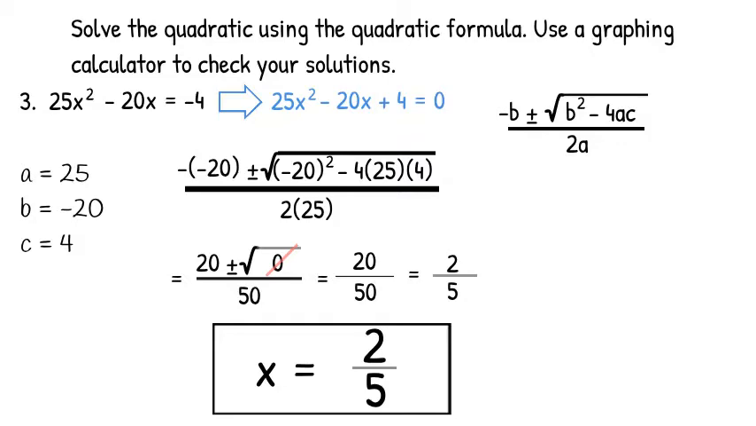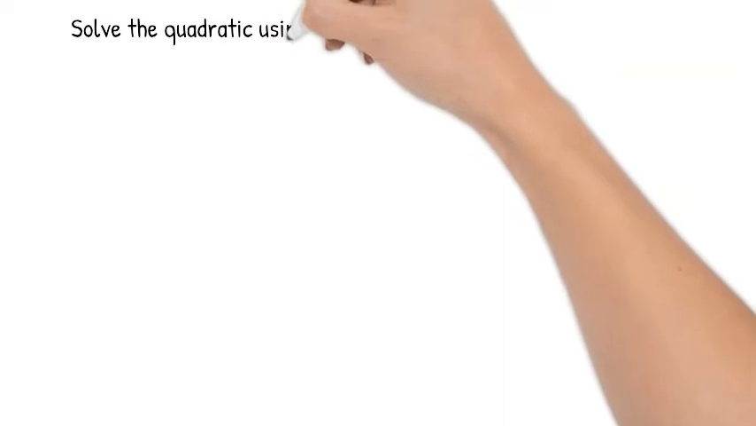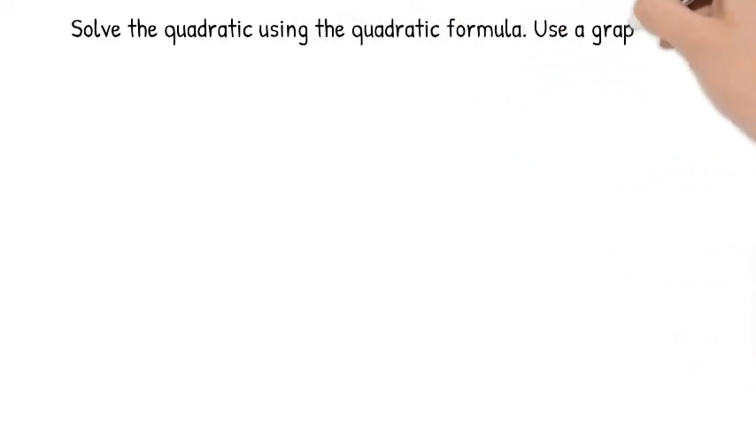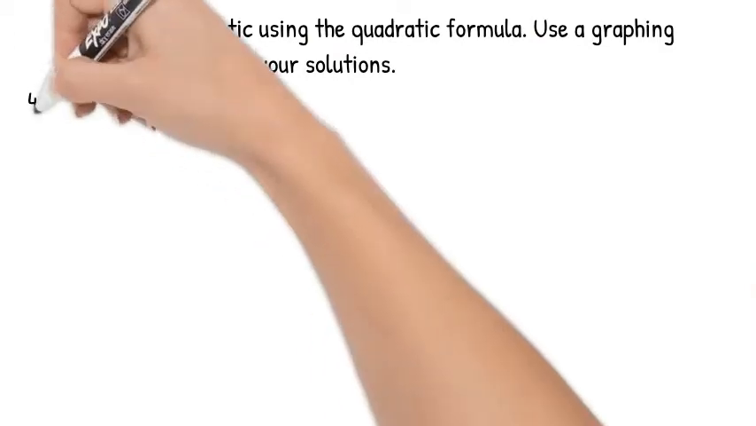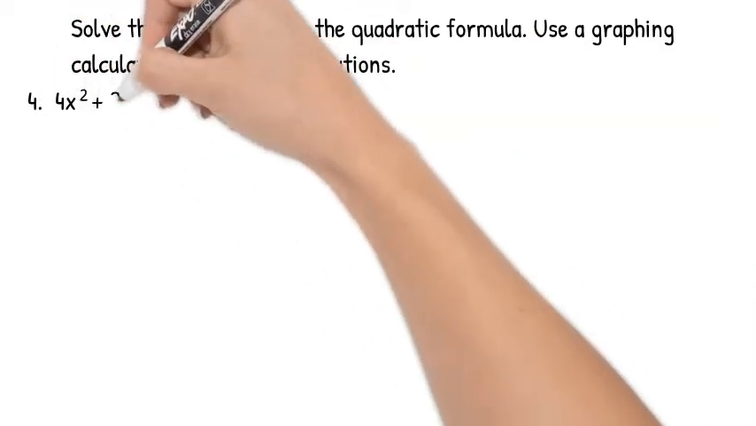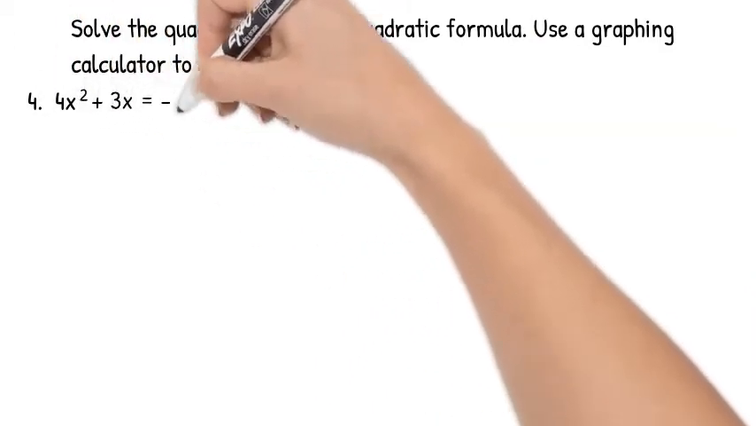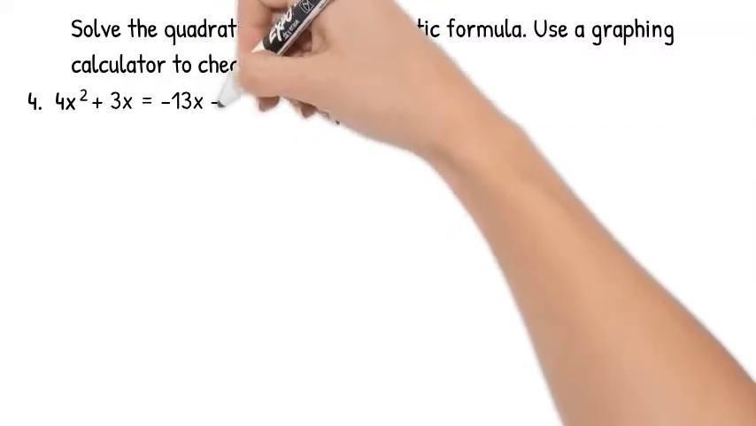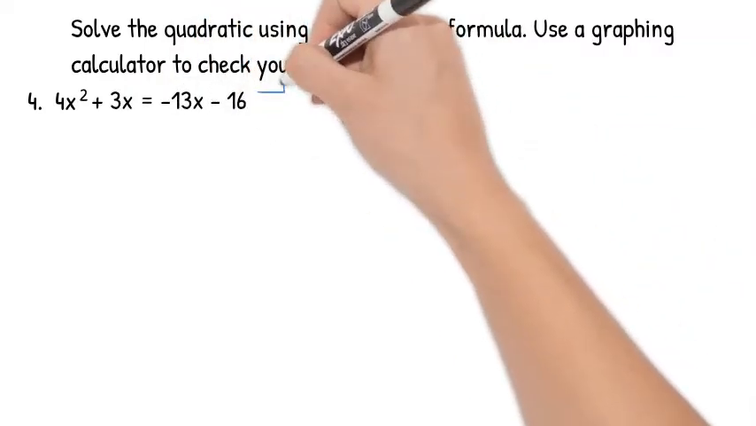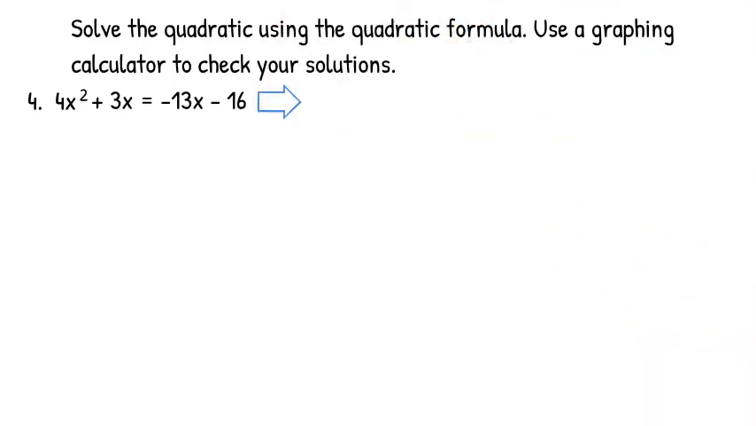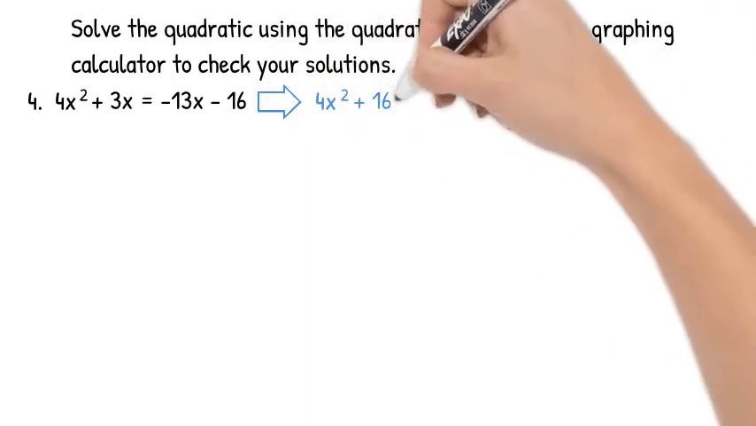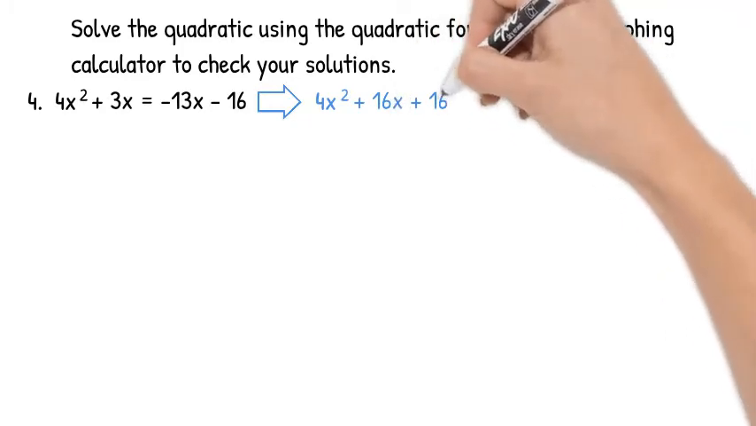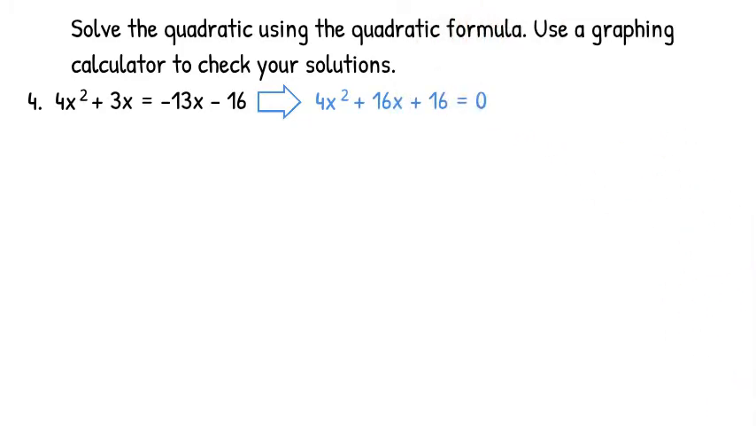All right, let's try this again. We're going to do number 4. We're still solving using the quadratic formula, and we're going to check our answers with the calculator. So number 4 is 4x squared plus 3x equals -13x minus 16. So let's get it in standard form by adding 13x and 16 to both sides. And we get 4x squared plus 16x plus 16 equals 0.